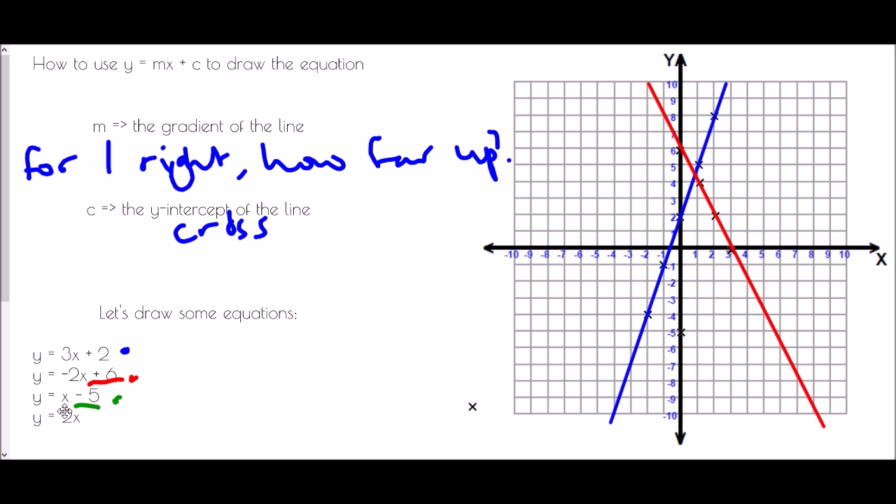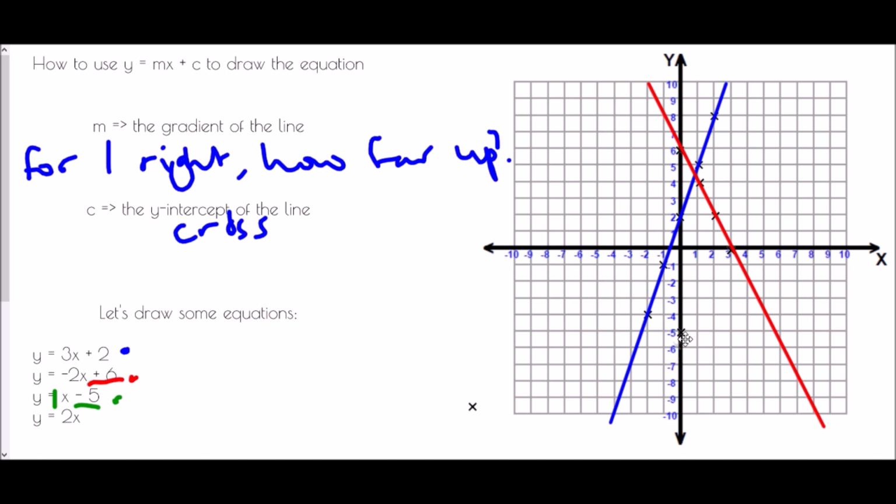But now the gradient, we don't actually have a value in front of x. Now the reason we don't have a value in front of x is because that value is 1. Usually when we're talking about algebra, we don't use the number 1, we just use a single letter to represent that. But that means in this case the gradient is 1.